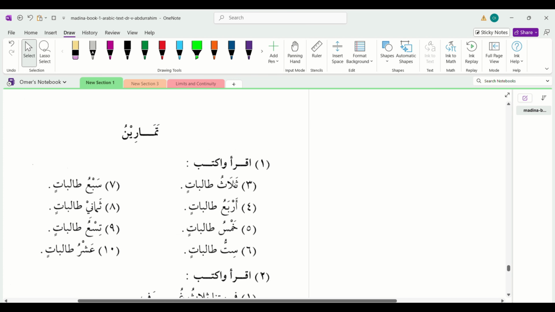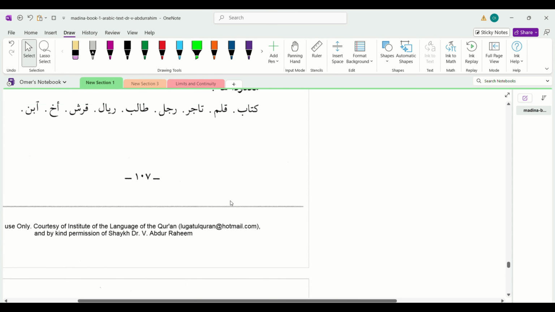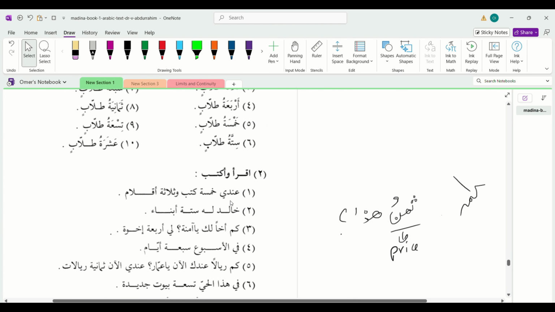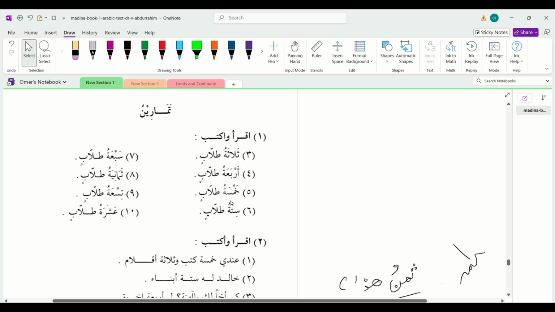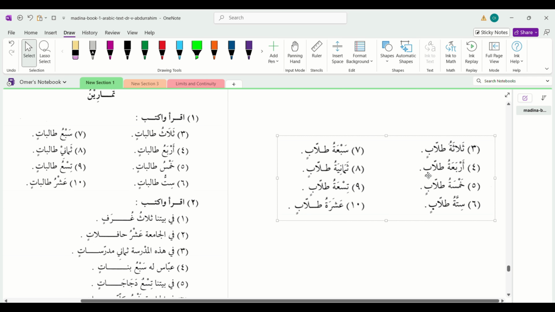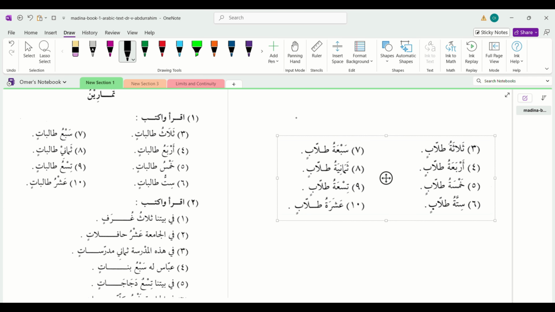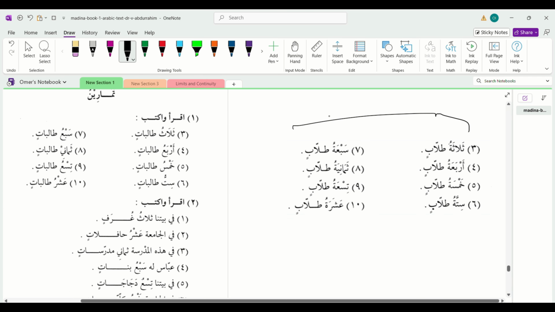So I'm going to take a screenshot of the previous numbers, the masculine numbers, and paste it right beside it so you get an idea of the difference between them. These are the masculine versions of the numbers, and this is the feminine version of the numbers.